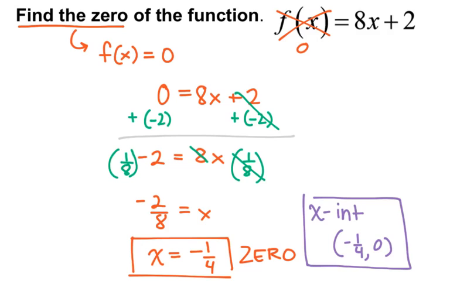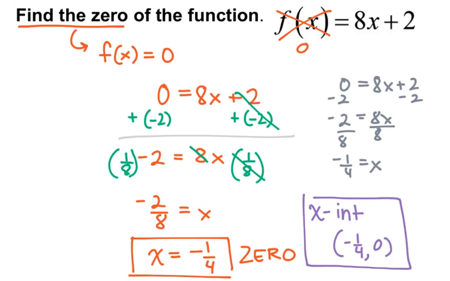I just want to emphasize that I could have also solved this: 0 equals 8x plus 2. I could just say minus 2, that's -2 equals 8x, and divide by 8. -1/4 equals x. So, writing it a little less wordy. All right, let's look at solving two equations.